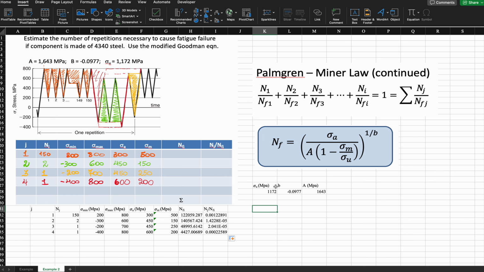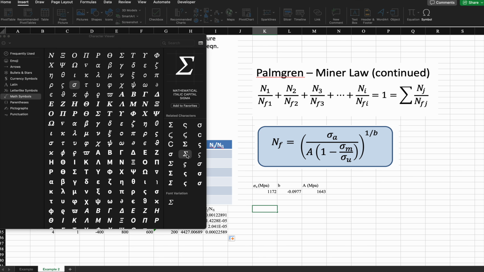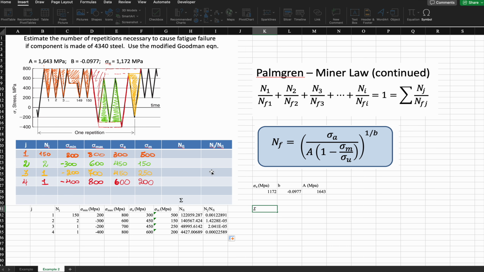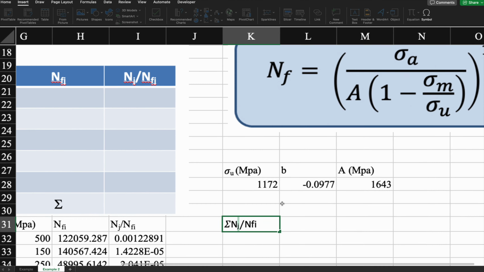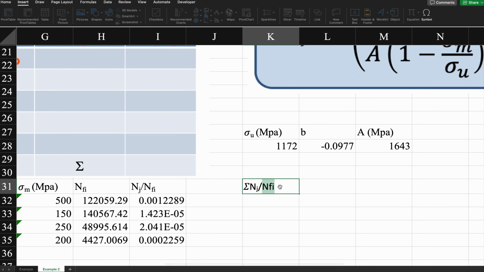So right here, I'm just going to insert a capital sigma, which is a symbol used for saying sum everything that's in my argument. Sum everything that's on the right of me. All right, so sum all these ratios. And so here I can just copy that, put it right here. Unfortunately, Excel does not retain some of the formatting of the subscripts, so I have to fix this. And then we can just say sum these values.